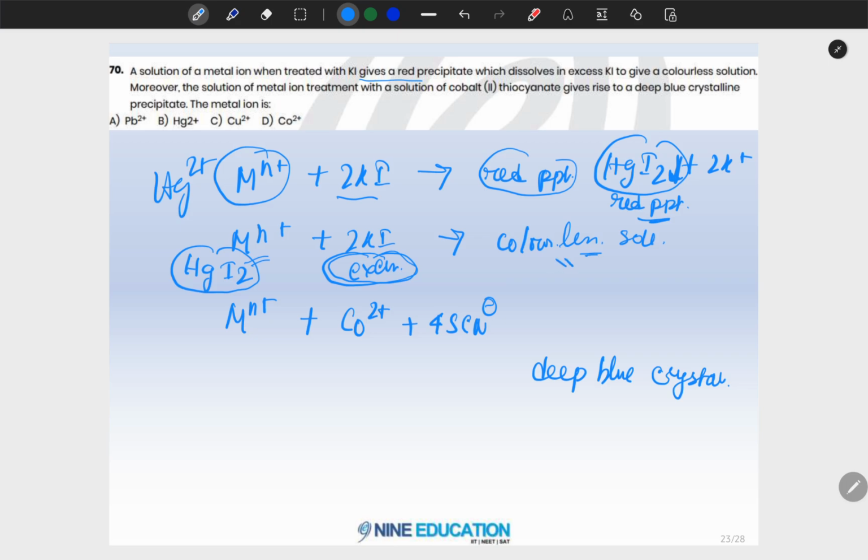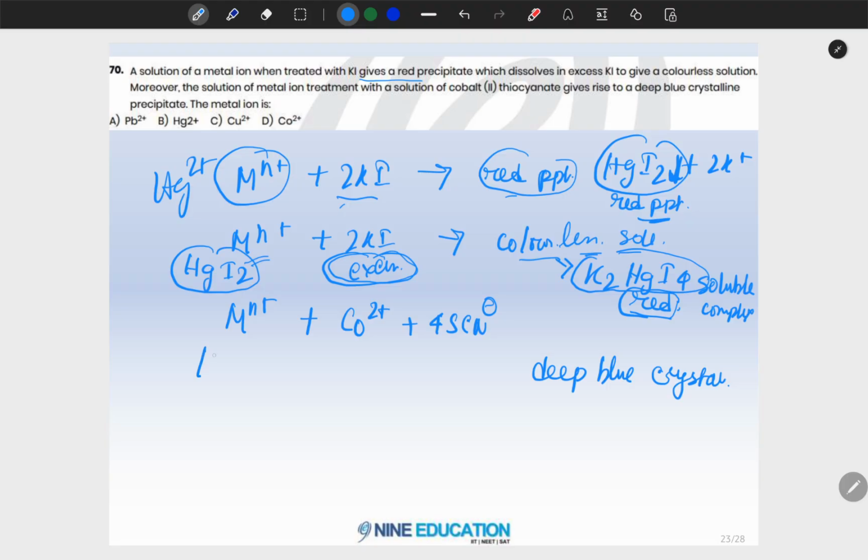It is because of the formation of the complex K2HgI4. First I treat the metal ion with KI, I get a red precipitate of HgI2. Then this sparingly soluble salt is dissolved in excess KI, and we get a colorless solution. K2HgI4 is actually a soluble complex. So it will be dissolved in excess KI, and as a result we will get a colorless solution.